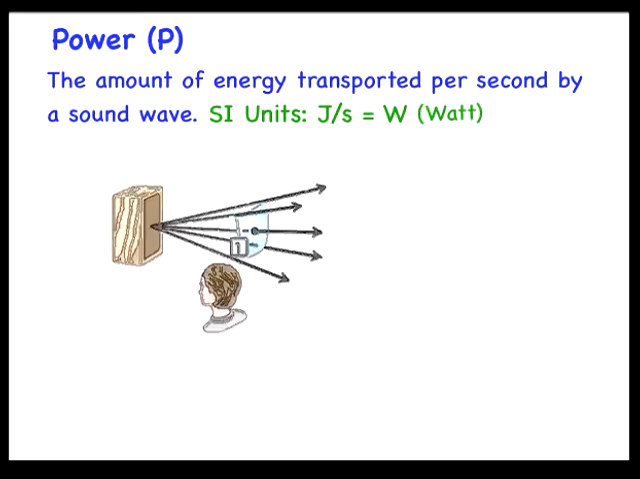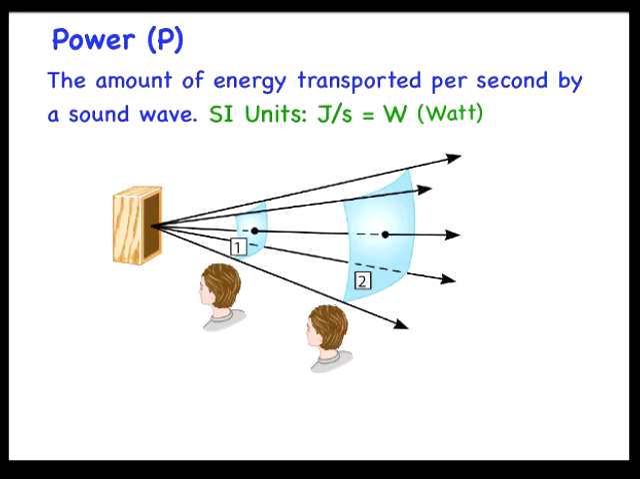When a sound wave leaves a source, such as the loudspeaker seen here, the power spreads out and passes through imaginary surfaces that have increasingly larger areas. For instance, the same sound power passes through the surfaces labeled 1 and 2 in the drawing. However, the power is spread out over a greater area in surface 2.